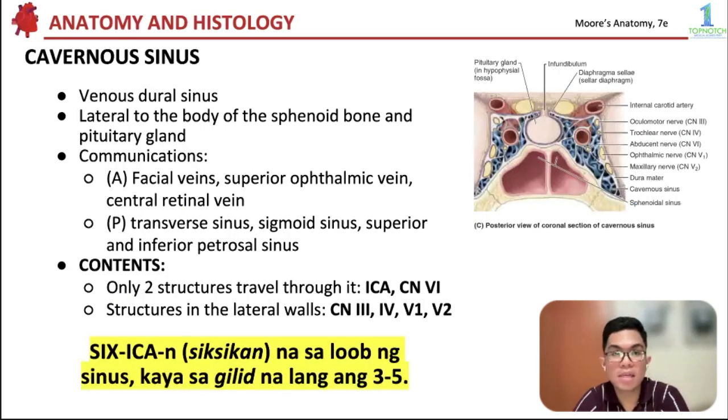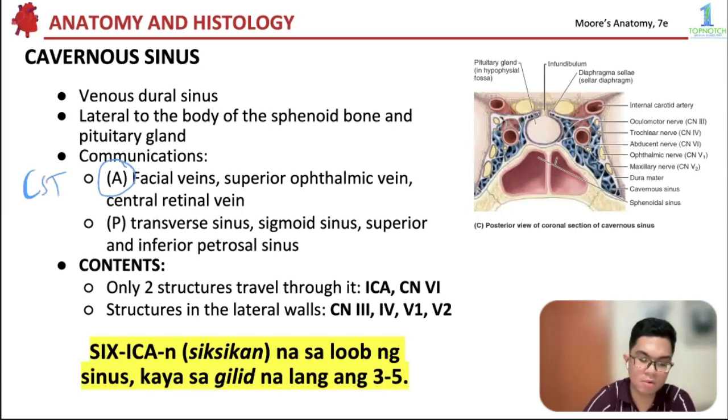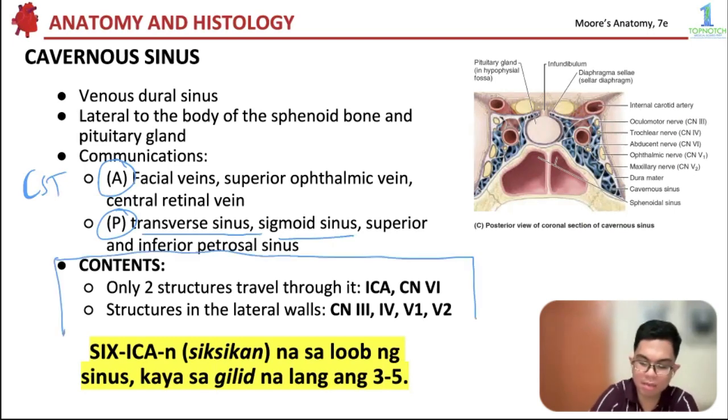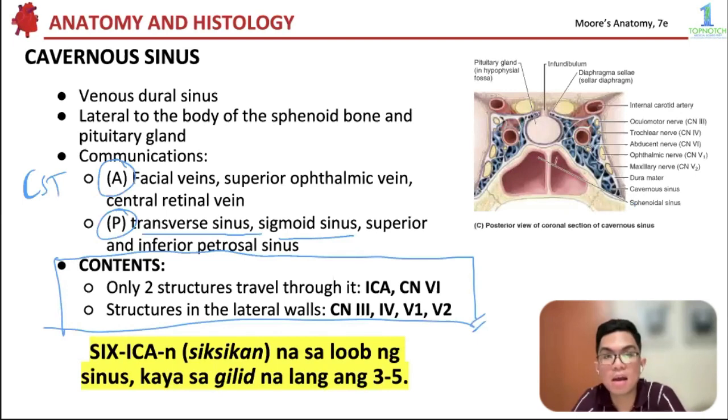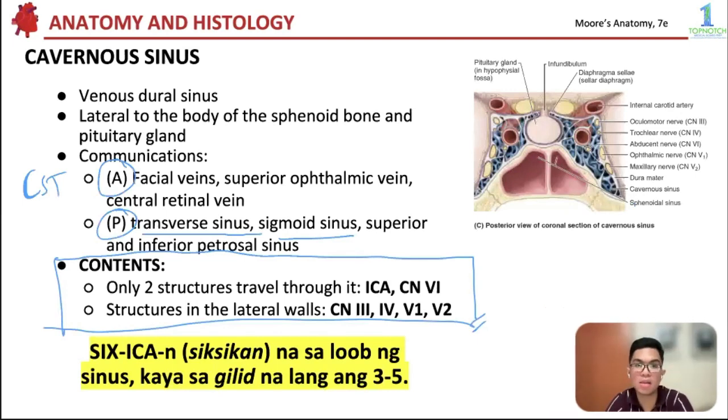Okay. So again, more info on the cavernous sinus. Again, the anterior communication is the basis for cavernous sinus thrombosis, but it also drains posteriorly to larger venous sinuses of the brain like the transverse and sigmoid sinuses and the petrosal sinuses. So the contents of the cavernous sinus are also a highly board-testable concept. There are only 2 structures that travel within the cavernous sinus: your internal carotid artery and your 6th cranial nerve. The rest just attach to the lateral walls of the cavernous sinus: CN3, 4, and V1 and V2.